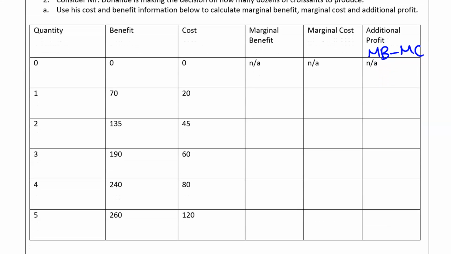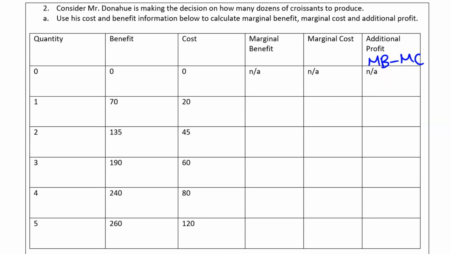Next up, we're looking at marginal cost, marginal benefit, and profit. So this is the decision Mr. Johnny's making while he's deciding how many croissants to make. So marginal benefit refers to the added benefit of the next or each good. Marginal cost refers to the cost of each good, and additional profit refers to the difference between those two. So how much more profit are we making from making that additional item?